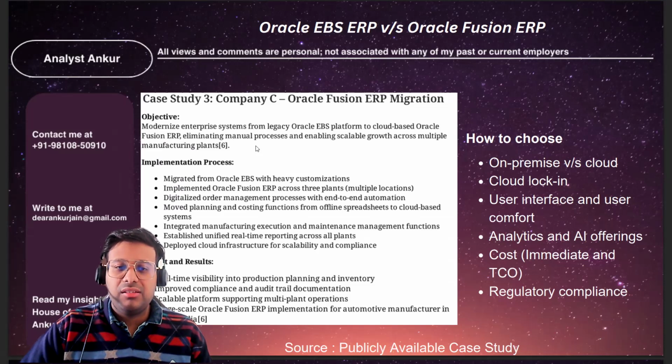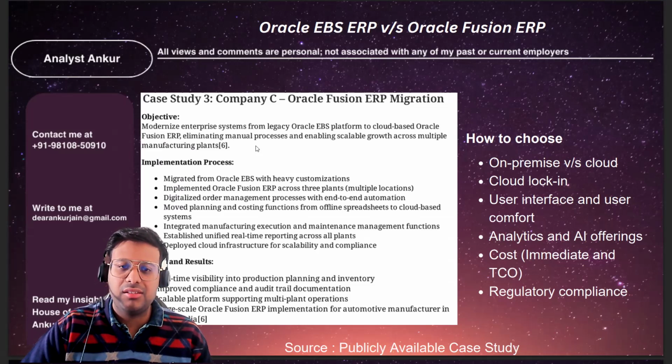So what's the implementation process that they have followed? Let's quickly go through each of these and see if there's anything we are not able to understand. One, they migrated from Oracle EBS with heavy customizations. The on-premise version has a lot of customizations, and that's the biggest plus of it, why people still use it in 2026. They have implemented Oracle Fusion ERP, the newer cloud version, across three plants in multiple locations.